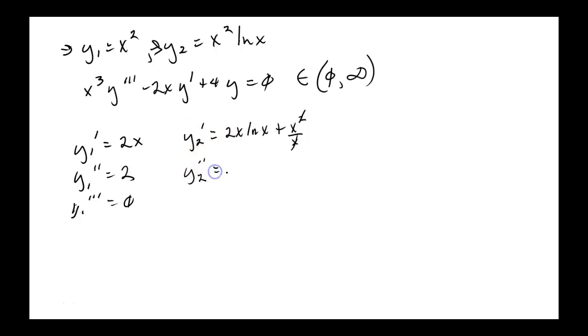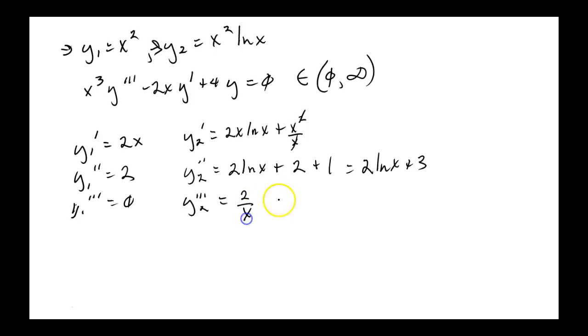y2 double prime would be, you tell me. Another product rule. So you get 2 log x plus 2x times 1 over x, which would just be 2, plus the other 1. So this would be 2 log x plus 3, right? And y2 triple prime would be 2 over x.